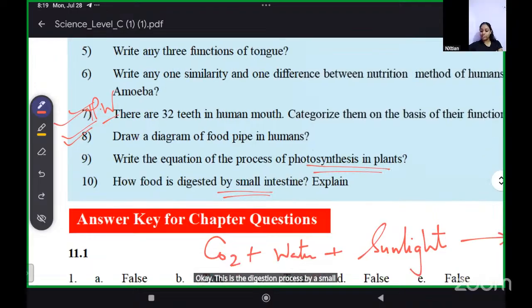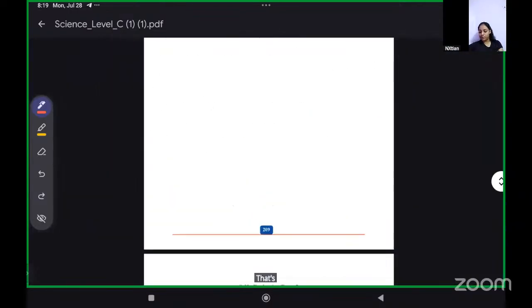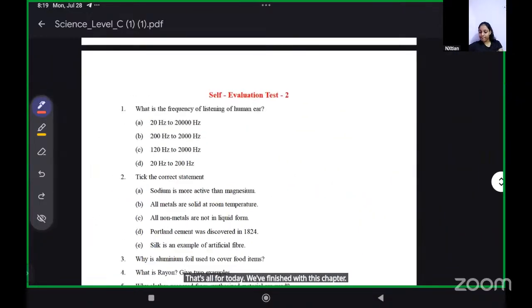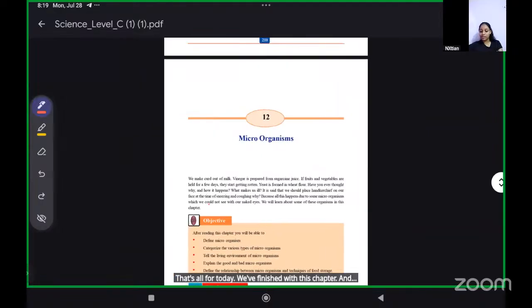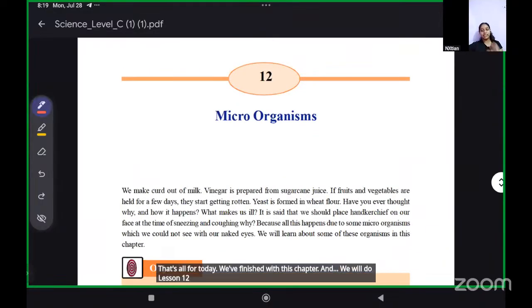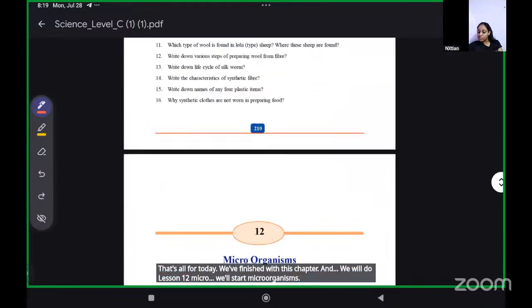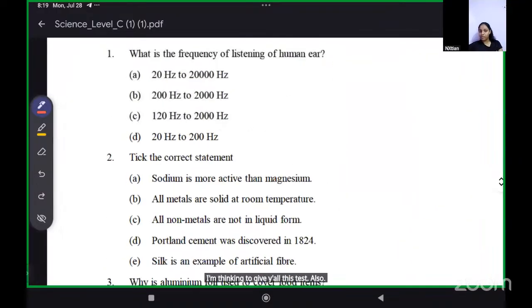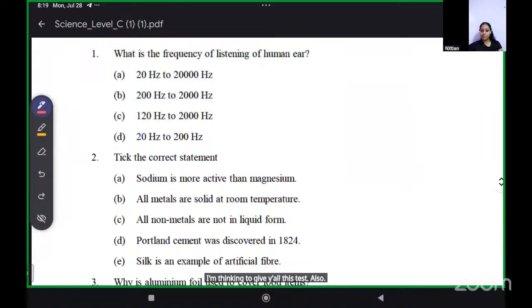Now we stop here for today. That's all for today. We finished with this chapter, and we will do lesson 12, we'll start microorganisms. I'm thinking to give you all this test also. Shall I do it as classwork or do you want it as homework?